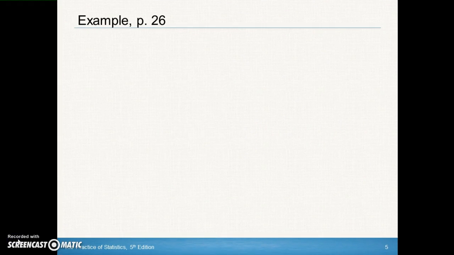We're now going to look at a video. Now we're going to watch a video of the example on page 26 of your textbook. Feel free to follow along as the textbook publisher discusses how to do this example. You'll recognize the data set as you've already made a dot plot of it in the previous slides.